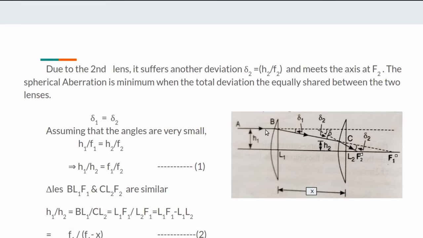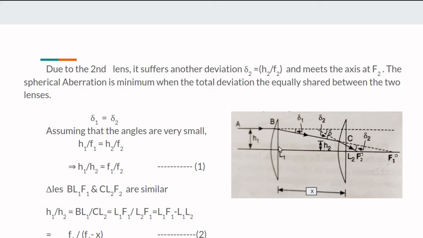Therefore, if we observe the figure, there are two triangles which are similar. The first triangle is B L1 F1. This is the height BL1, and this is the base for this lens. If we observe the second lens, the second triangle is C L2 F1, where the height is H2, that is CL2, and the base is L2 F1. These two are similar triangles.